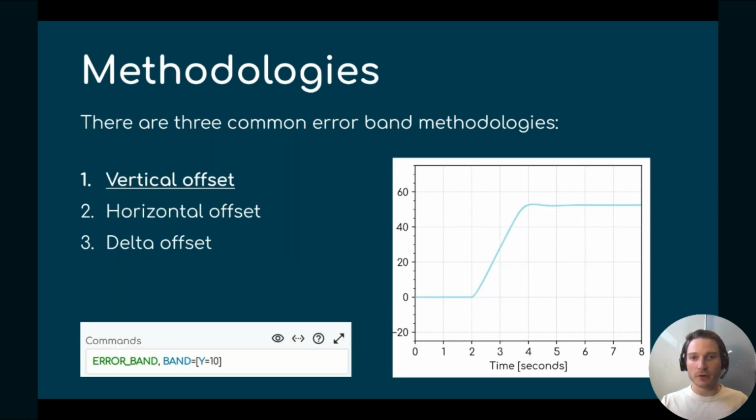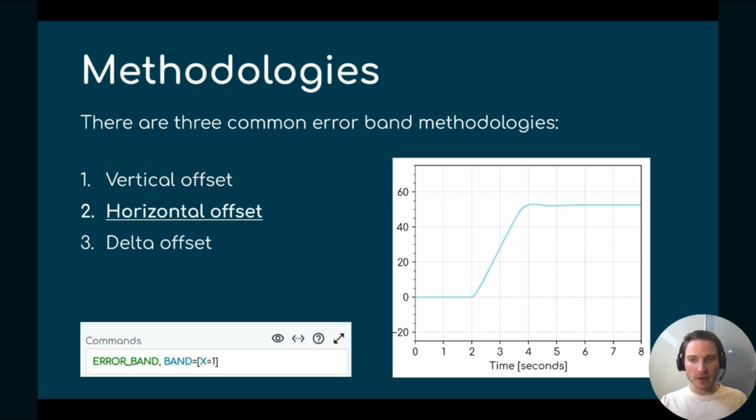There are 3 very common error band methodologies. The first methodology is a vertical offset, with the command of GridMo shown in the bottom left-hand corner and what this would look like on a graph. As we can see from the image, the channel is moved up and down a certain amount of this vertical offset, and that becomes the error band.